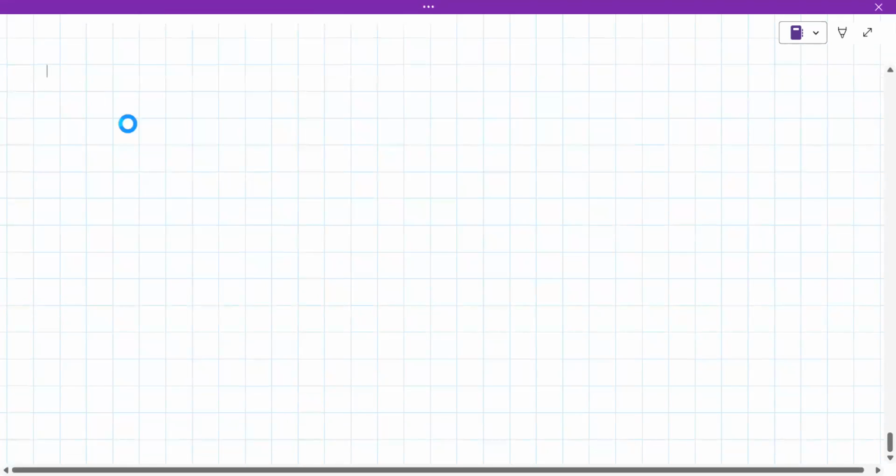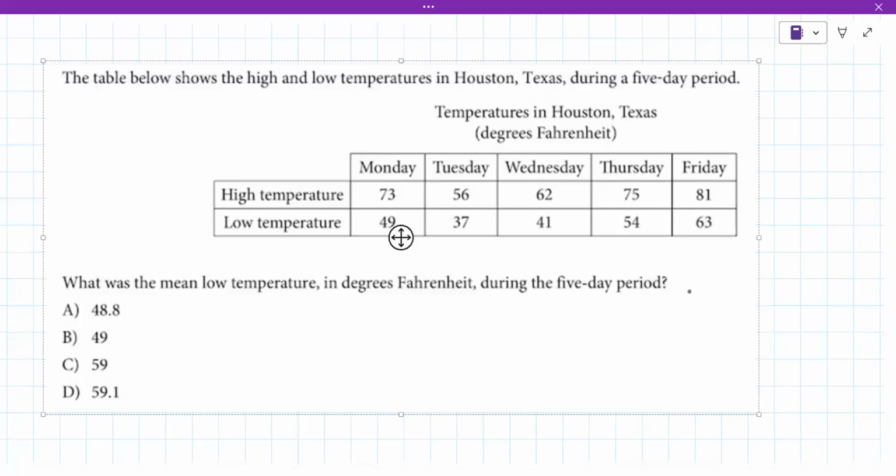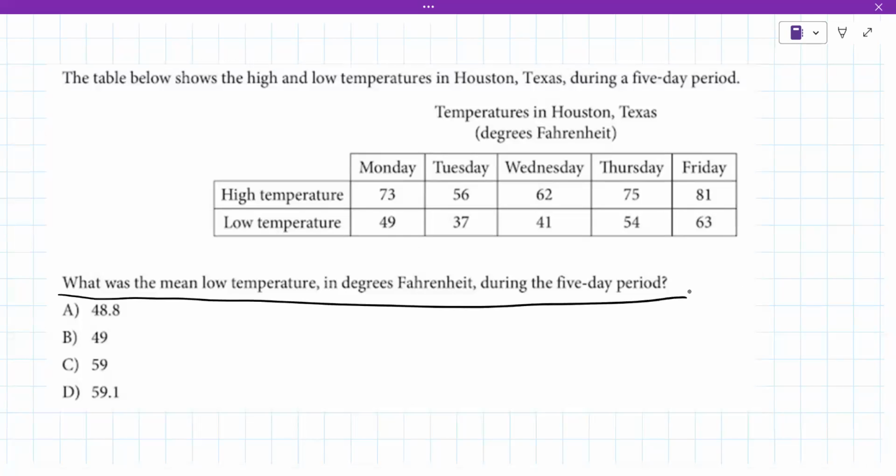Okay, here's another question for us to look at. You definitely want to read the call to action first. You want to look right here because it tells you what to do next. It tells you whether you have a lot of work to do or not a lot of work to do. It might just ask you for the high temperature on Monday. Yeah, but it does not, what was the mean low temperature in degrees Fahrenheit during the 5-day period?